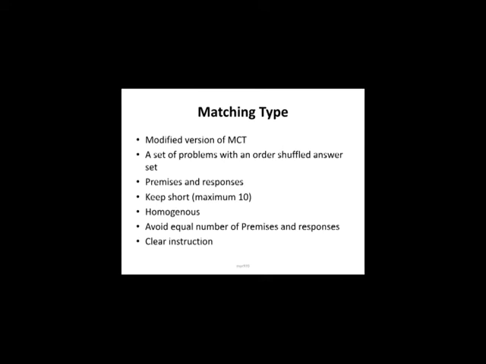The other type of objective test items is the matching type, like match the following items. That is a modified version of multiple choice test items. Here, a set of problems comes with an order-shuffled answer set. The stem here should be provided with the possible answers, and the answers should be shuffled properly. The premises and responses should be provided very carefully.